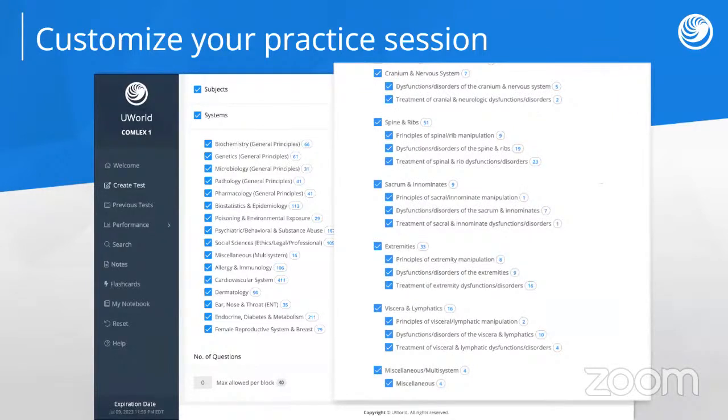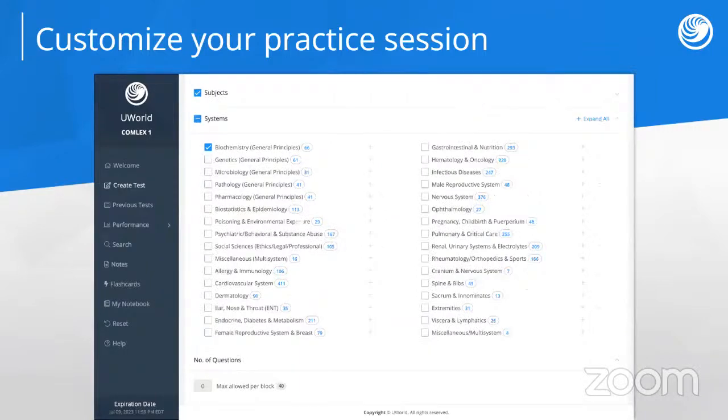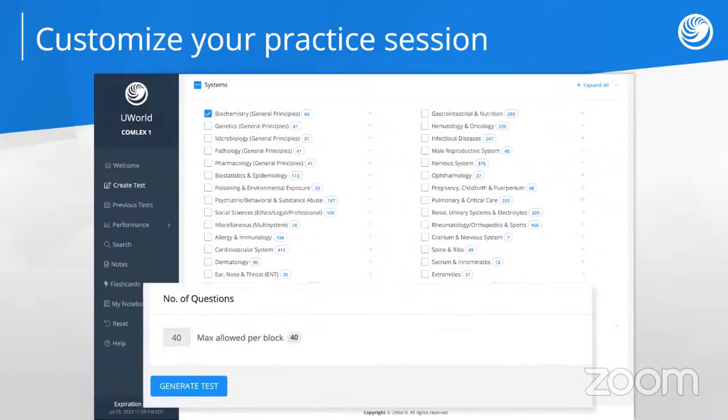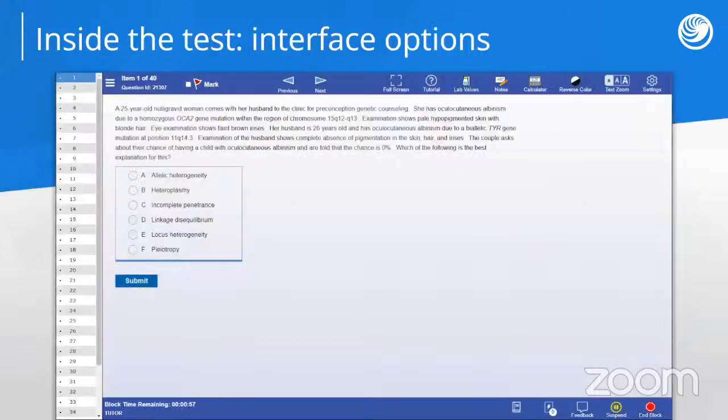You can actually do this on a very high level, or you can choose very minimal questions if you only have a little bit of time to work through. And last but not least, you'll be able to choose the amount of questions you want to work through. The max allowed per block is 40, which I do understand follows the USMLE exam. And I know that the COMLEX exam allows for 55 per block, but UWorld just specifically has a max of 40 for these tests.